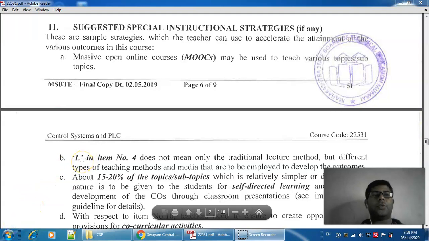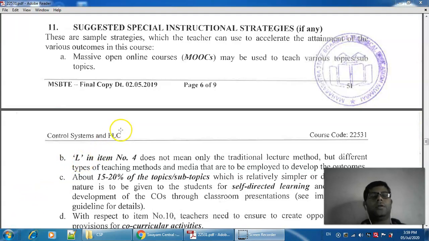So massive online courses means there is SWAYAM. You can select any course which you want. You do not have to pay anything. These are totally free of cost courses which are available on the website.